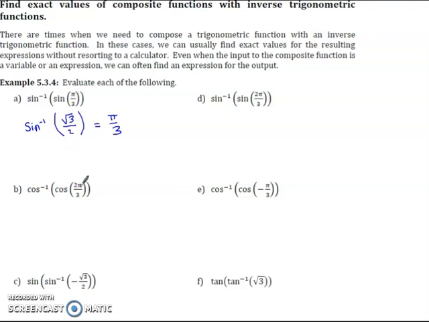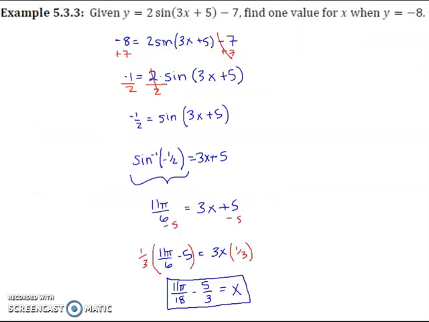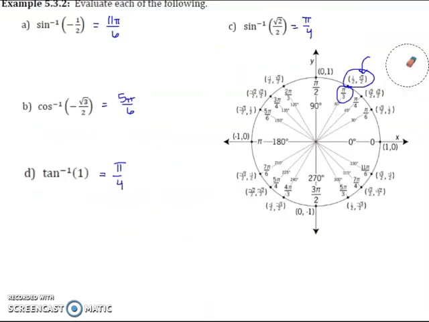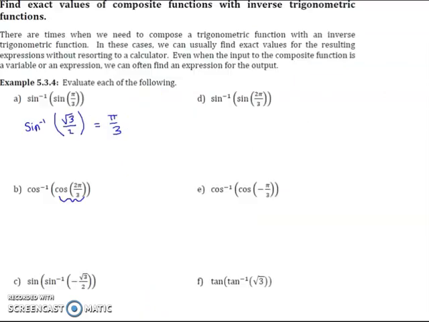Looking at cosine, I'm going to find the cosine first of 2 pi over 3, so going back to my unit circle. The cosine of 2 pi over 3 is here on my unit circle, giving me a cosine value of -1/2.